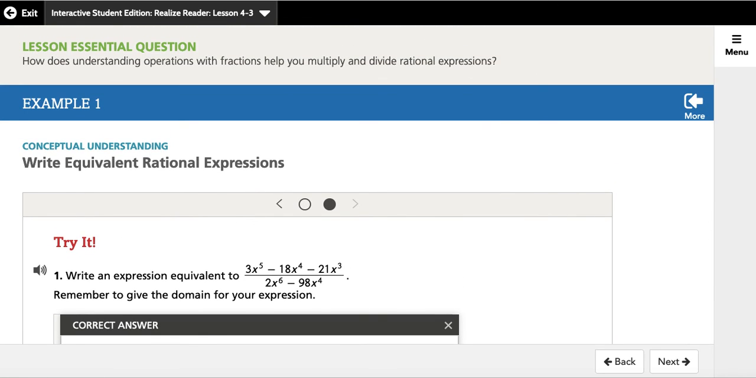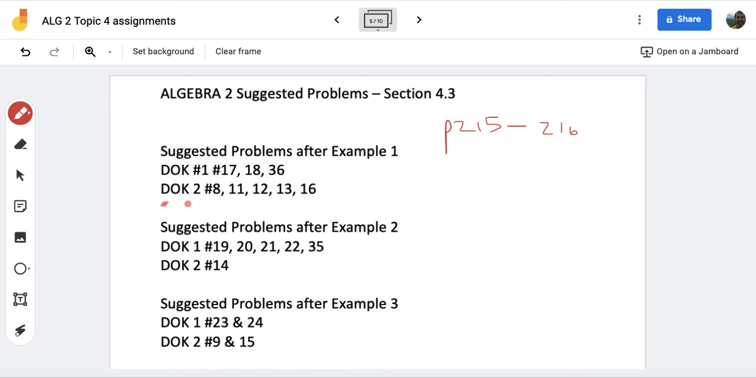Let's see what problems we can do. Is this the first one? I think it was. So you can do those 7 problems right there from pages 215 to 216.